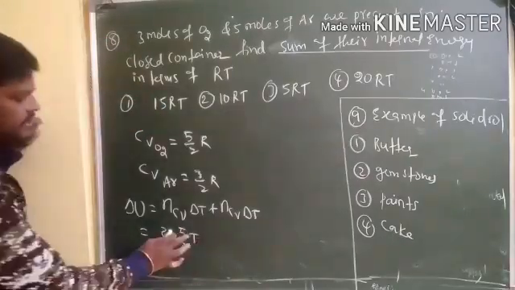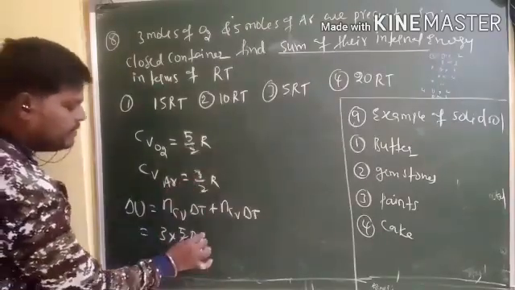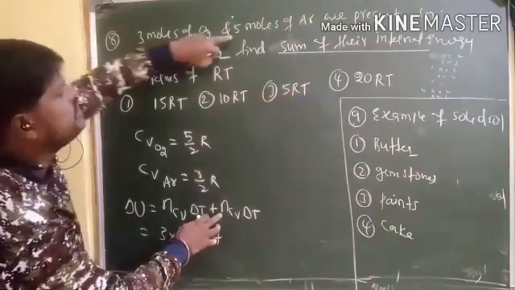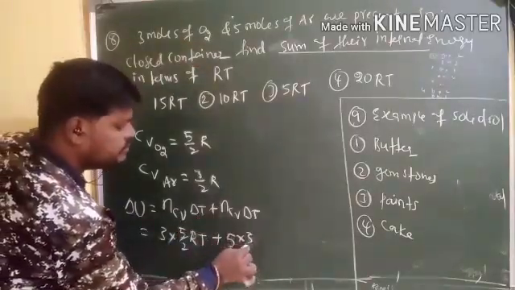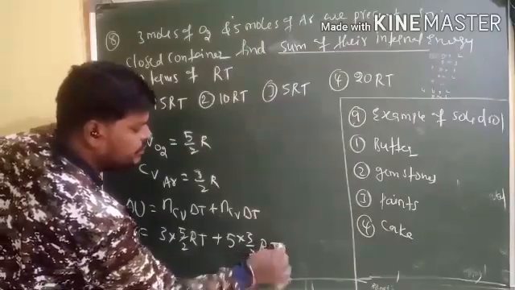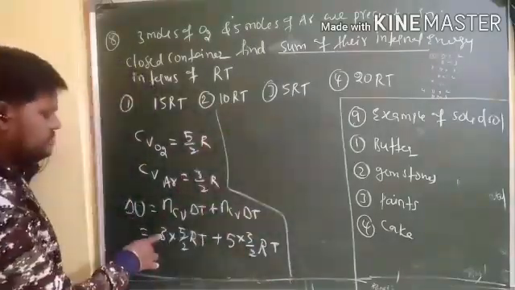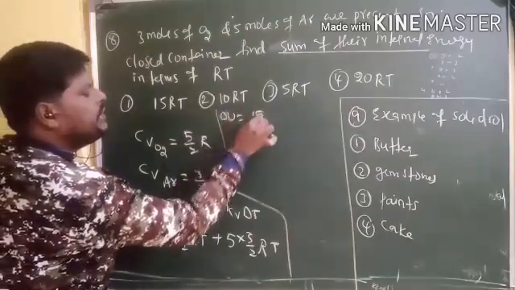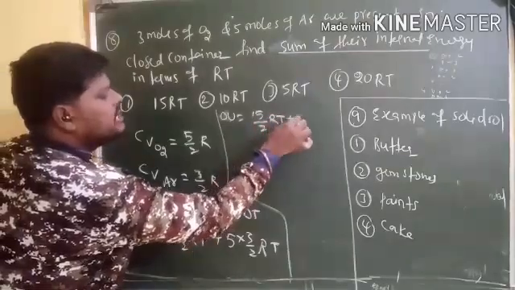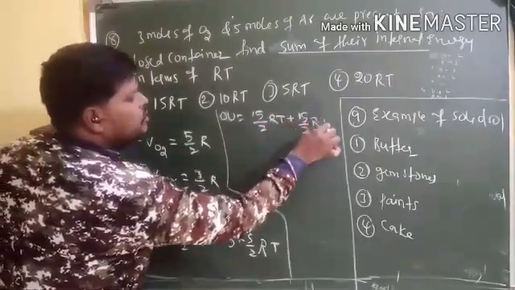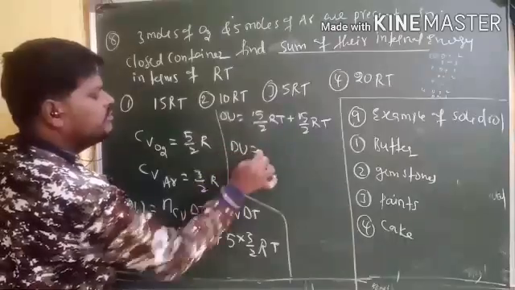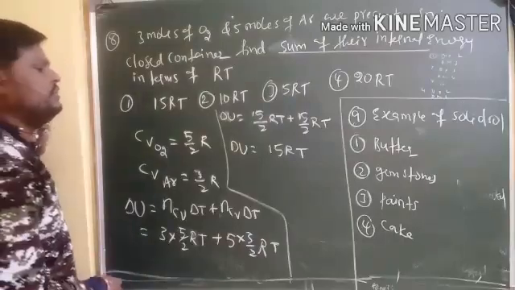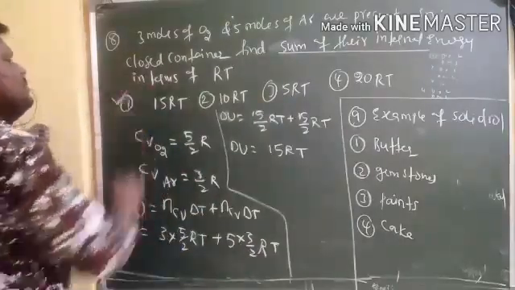Delta T I can write as 5/2 R, so I can write T here, plus, next, number of moles here 5, into 3/2 R into T. So next, 3 into 5, that means delta U is equal to 15/2 RT plus again 15/2 RT here. So after working out, you will get 15 RT. So the first option is the correct option, 15 RT.